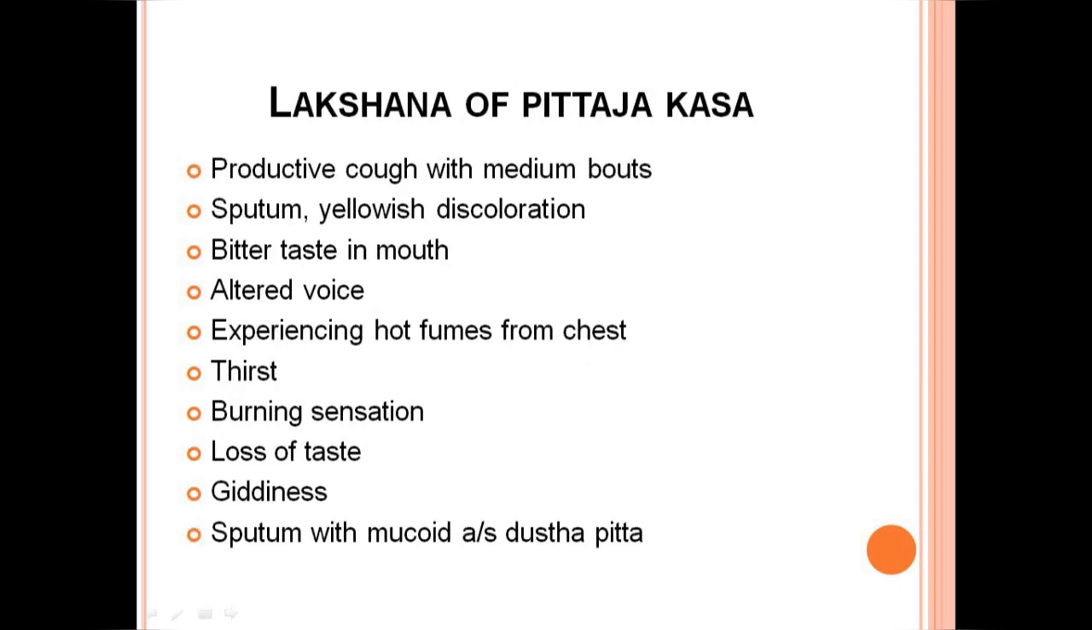And now again it's Lakshanas of Pittaja Kasa. Pitta: productive cough with medium bouts. I told you already in Vadaja, the cough is uncontrollable, whereas in case of Pitta, the bouts will be medium. There will be a medium level of coughing. There would be sputum with yellow discoloration. In case of Vada, I told you that there would be long coughing and there would be no mucus or a tad bit of mucus.